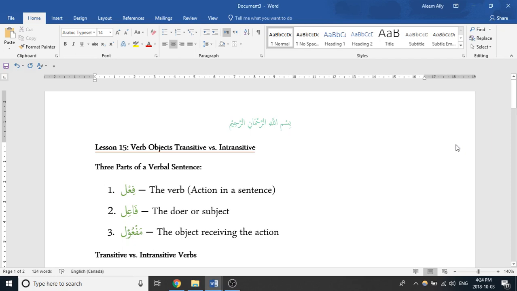Today we're going to be covering verbs, specifically the objects and the different types of verbs relating to their objects, right? So it comes down to two, and that's transitive versus intransitive.